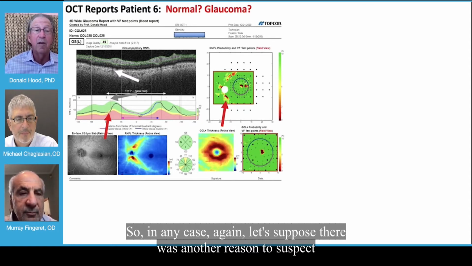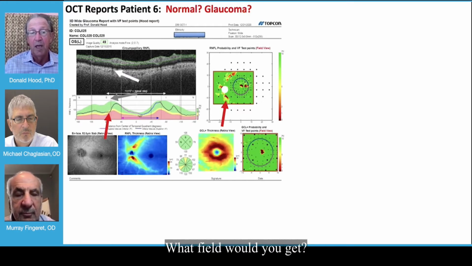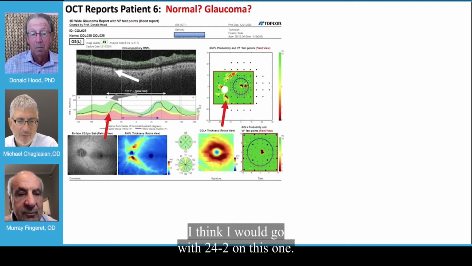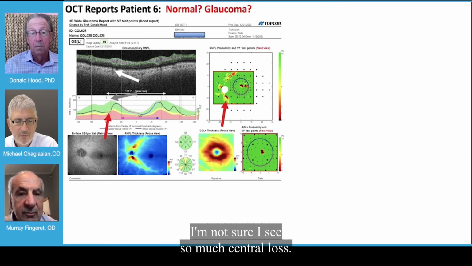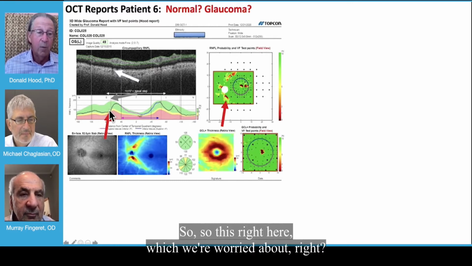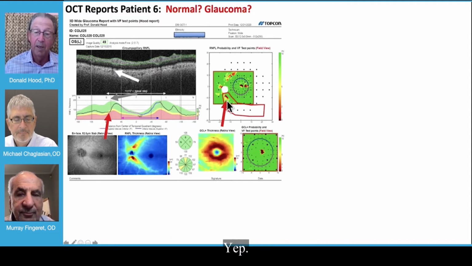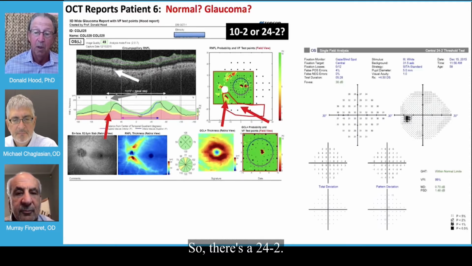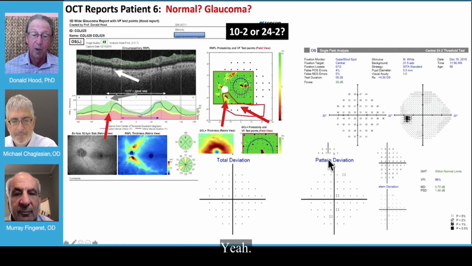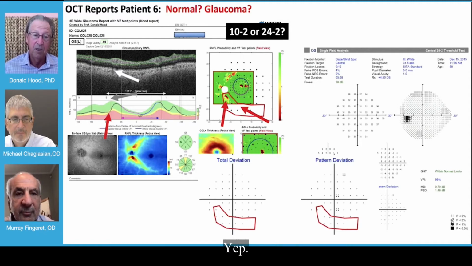So in any case, again, let's suppose there were other reasons to suspect this patient. You'd get a visual field. What field would you get? I think I would go with 24-2 on this one. I'm not sure I see so much central loss. I see more on the RNFL probability. Yeah, so this right here, which we're worried about, right? Yeah. So basically, we're looking for an arcuate that looks something like this, right? Yep. So that's a 24-2. Let's blow it up. That's where the arcuates are. There's no evidence. Yep. This is a normal control.